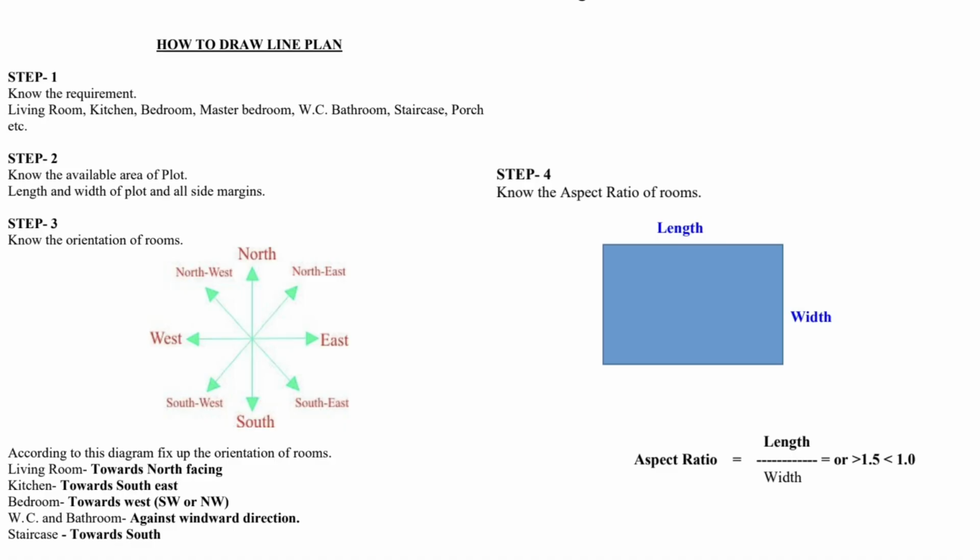To draw a line plan, students should know the orientation of different rooms according to Vastu Shastra. For example, the kitchen should be located towards the southeast corner. Living room should be located towards the north facing. Bedroom should be located towards the southwest and northwest direction. WC bath should be located towards the south or against the windward direction. Staircase should start from the north and go to the south, meaning the staircase should be located towards the south direction. Study room should be located towards the east facing, etc.